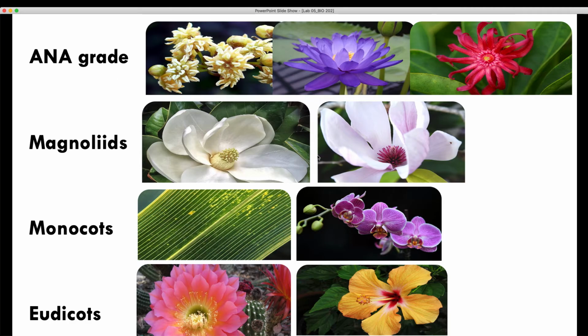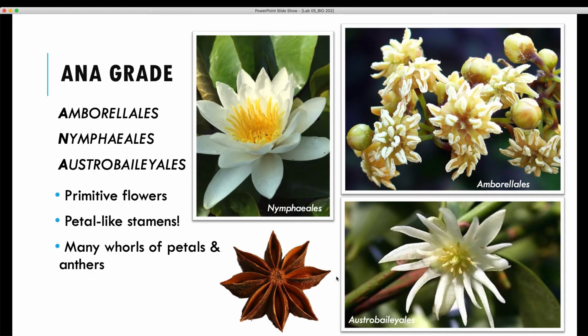Magnoliids, which are just magnolias, pretty easy to differentiate. And then monocots here and eudicots, and we'll talk about some of those differences. So first, ANA grade. The reason why it has that name is because it stands for Amborellales, Nymphaeales, and Austrobaileyales. Kind of hard to say. But these organisms in this group have primitive flowers. They have petal-like stamens. Those are stamens actually and not petals. And they have many whorls, kind of layers of petals and anthers.